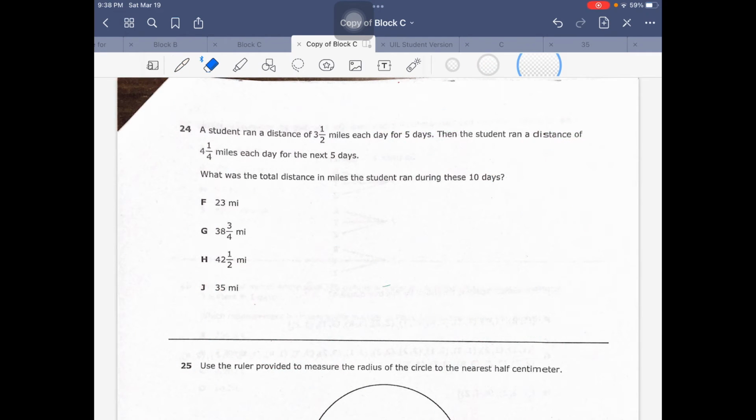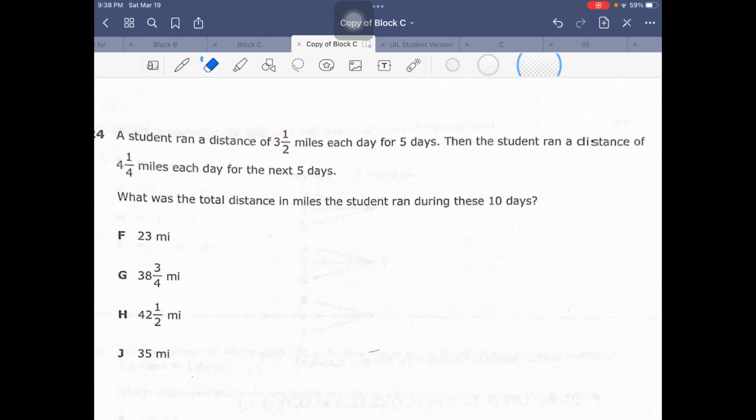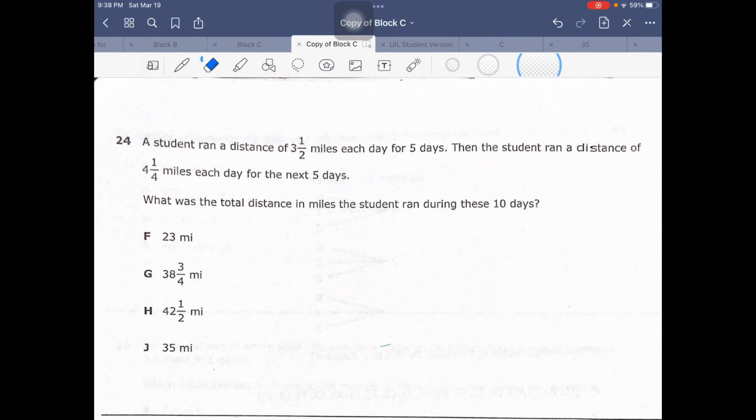Number 24. A student ran a distance of 3.5 miles each day for 5 days. Let me highlight that very quickly.